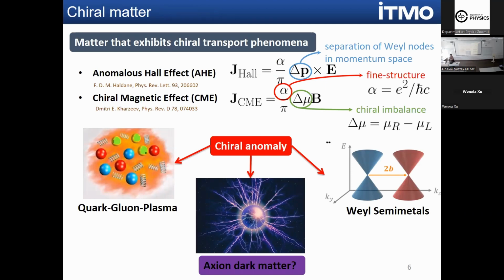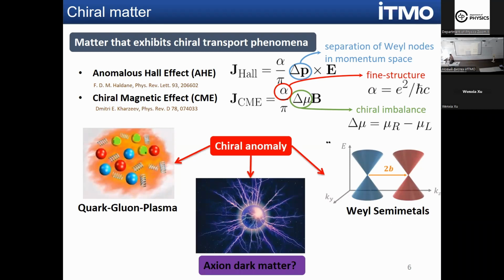You may ask what I mean by chiral matter. Well, chiral matter, we defined it as matter that exhibits chiral transformation. So you have these two anomalous quantum effects, like the anomalous Hall effect and the chiral magnetic effect, that appear in these types of materials. But the underlying phenomenon that produces these quantum effects is the chiral anomaly, which is the non-conservation of the chiral transport currents.